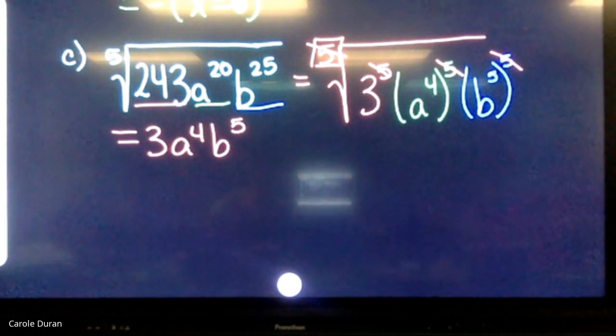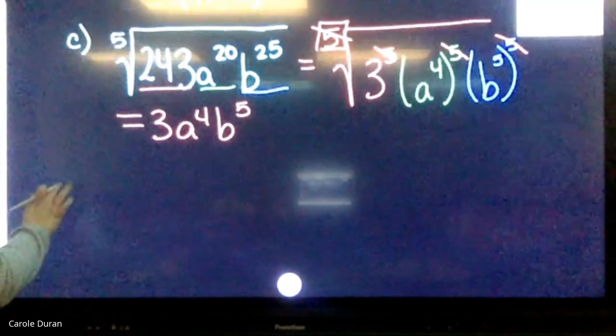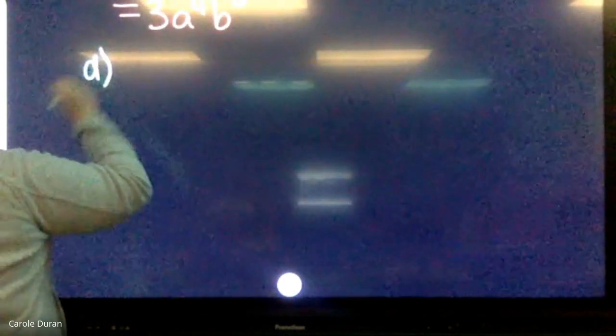Show of hands, is this starting to make any more sense to any of you, how we break it down? Okay, I'm seeing a few less puzzled faces, which is awesome. So let's go ahead and do another one. And if it's not, that's okay. We will continue to work on it.